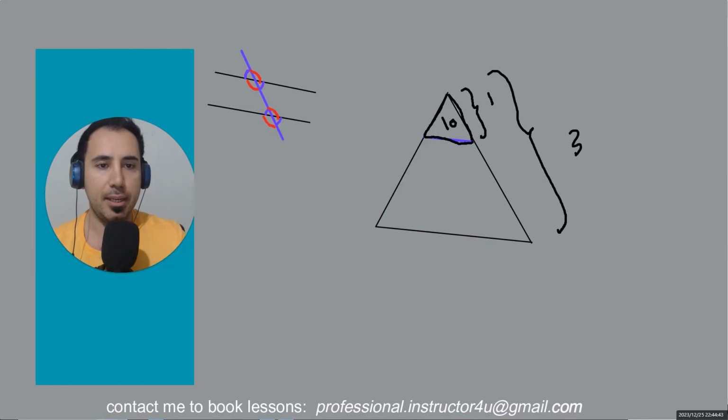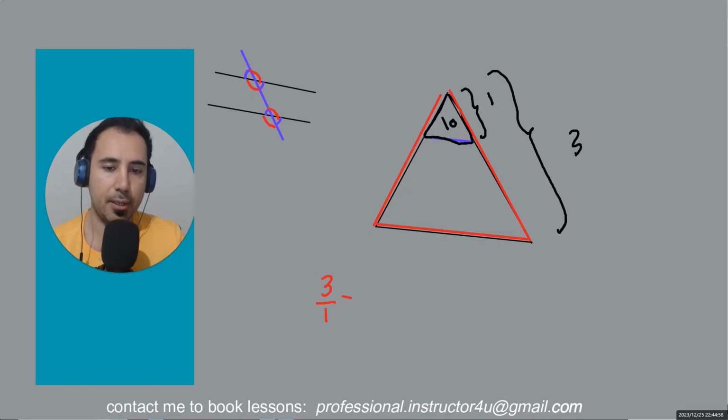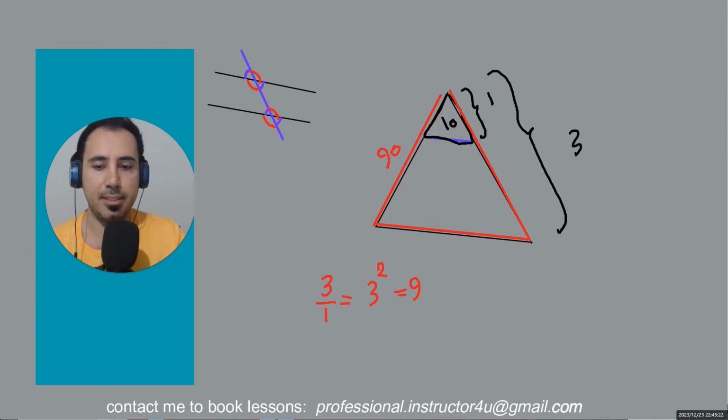See, now the area of this big one, I'm going to highlight it in red, this bigger one, you're going to take this ratio, 3 to 1, which is 3, and you're going to square this. It's becoming 9. So the area of the big red triangle is 9 times the area of the smaller black triangle. So the area of the big triangle is actually 90. If the inside black one is 10, then this will be 90.